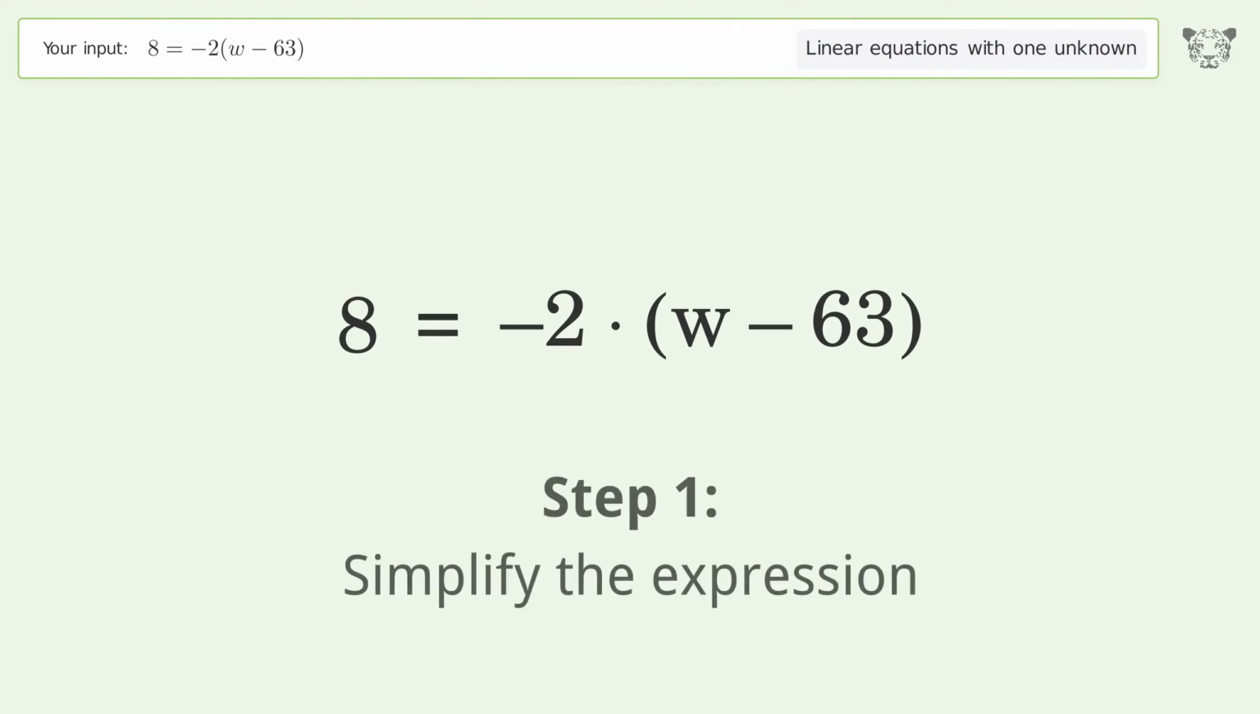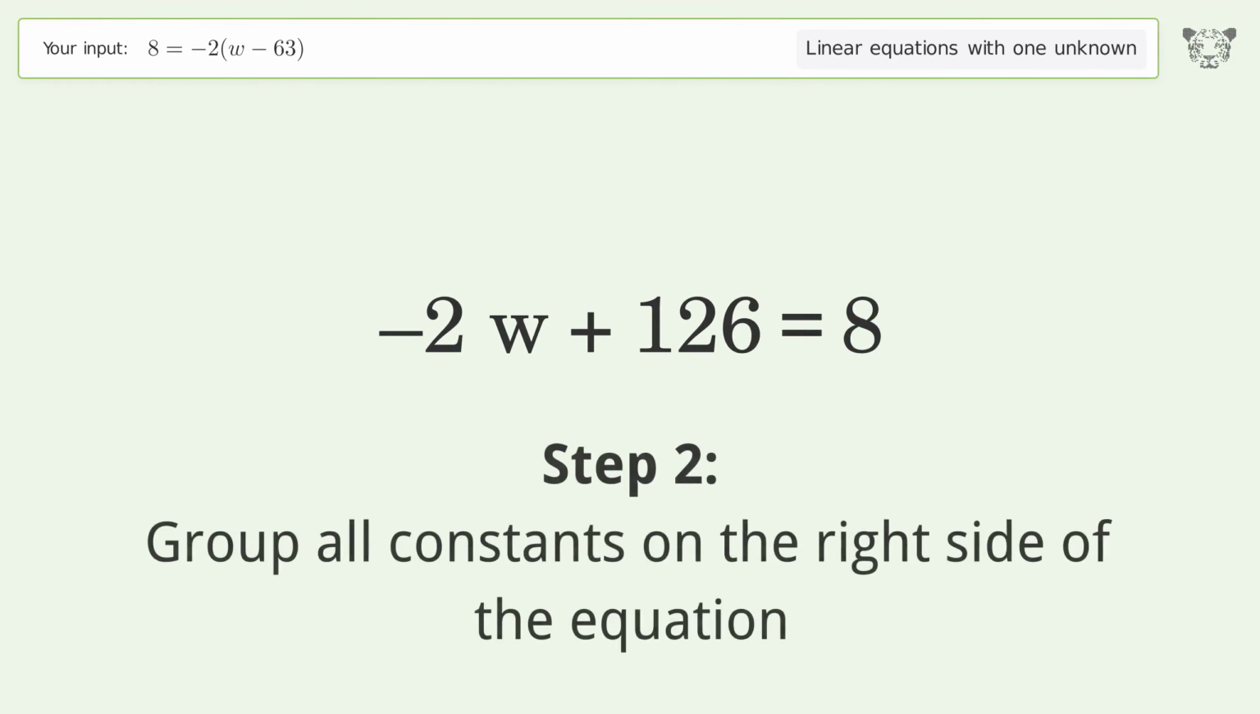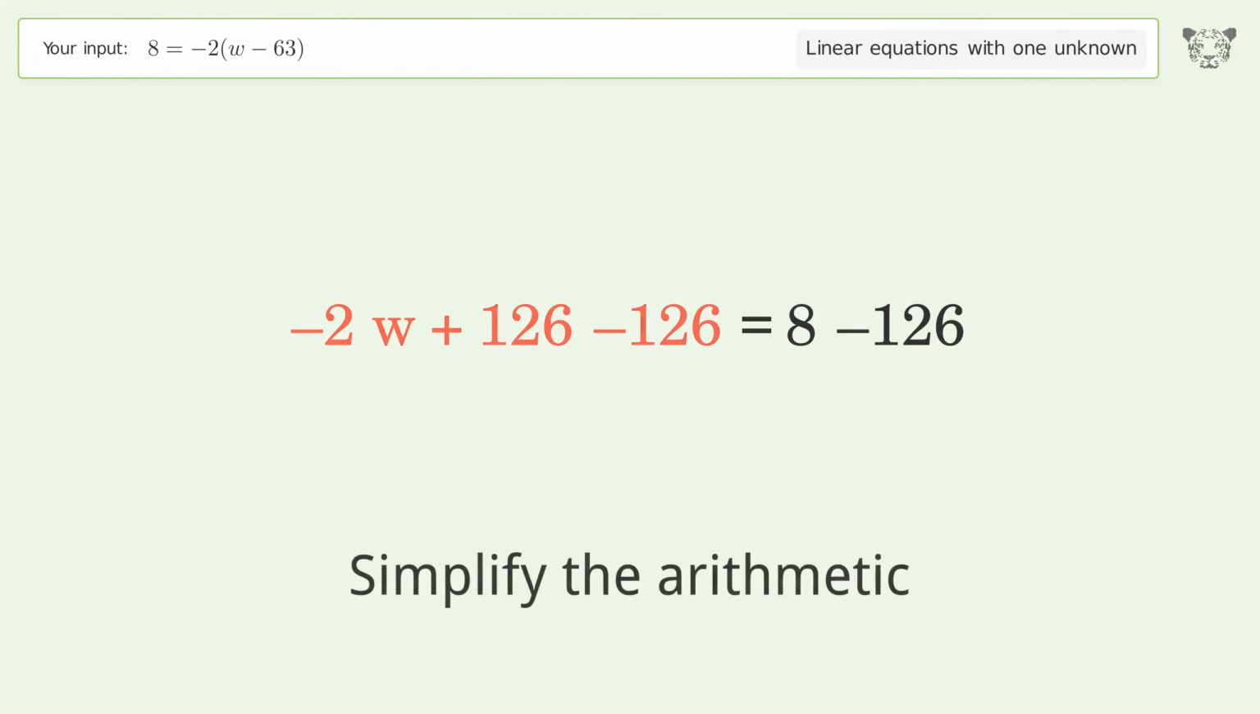Simplify the expression. Expand the parentheses. Simplify the arithmetic. Swap sides. Group all constants on the right side of the equation. Subtract 126 from both sides. Simplify the arithmetic.